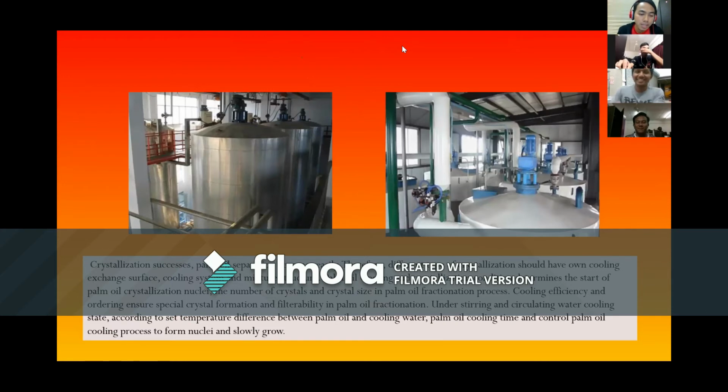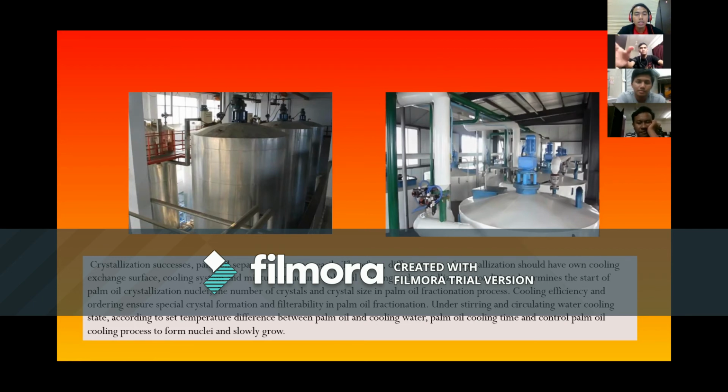Okay, the next one is the crystallization, which occurs in the fractionation process. If the crystallization is successful, the palm oil separation becomes easier, because each different type of crystallization should have its own cooling exchange surface, cooling system, and mixing structure. So the palm oil cooling and crystallization is used to determine the start of the palm oil crystallization nuclei, the number of crystals, and the crystal size in the palm oil fractionation process.